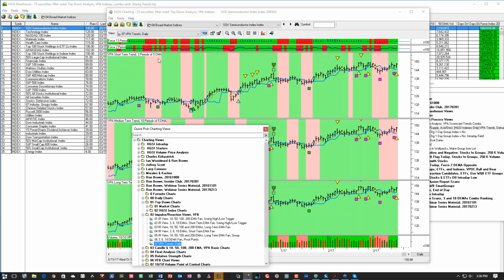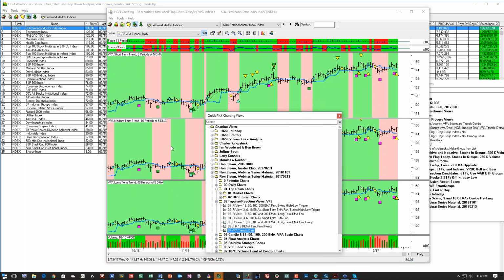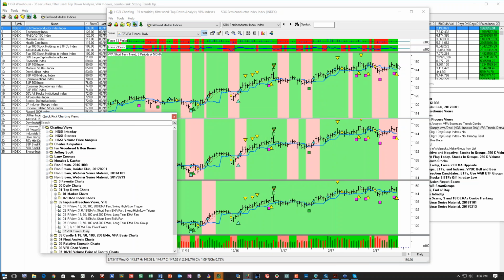Short-term trend is 3 periods of a 5-day moving average, and that is represented by the dotted line. The medium term, it tells you right here, and the long-term trends. When these go from pink or rose to green, they are changing, okay? Anyway, let me get back to some other charts.